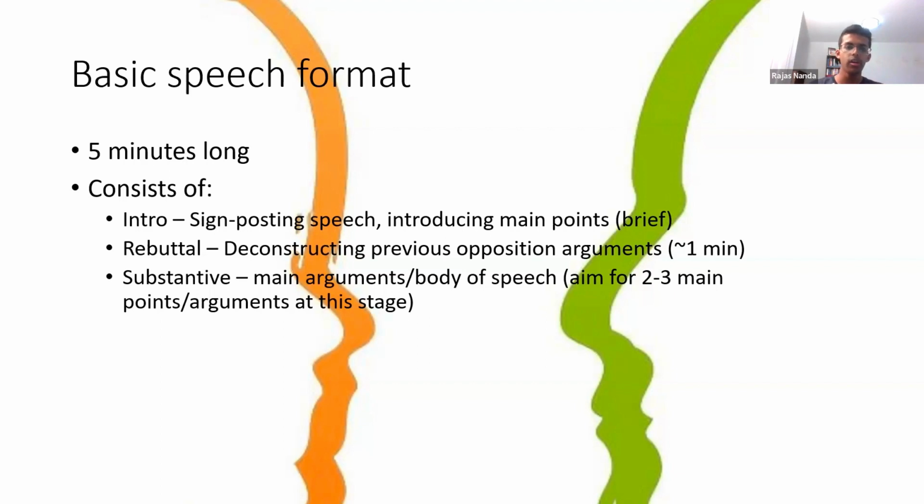The second topic here is rebuttal. This might not be a term you've come across previously, but overall, it just means saying that the opposition is wrong, or trying to say that their arguments are quite weak overall.